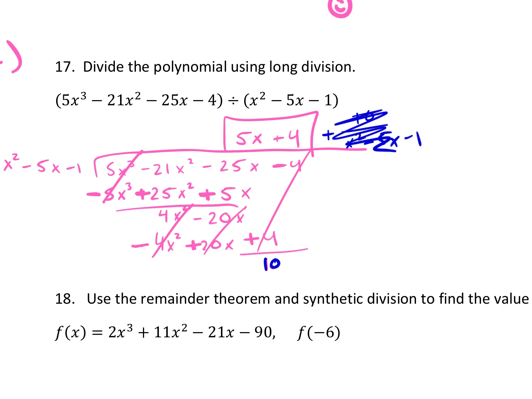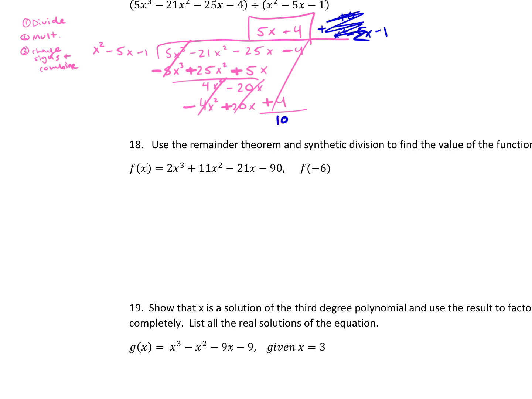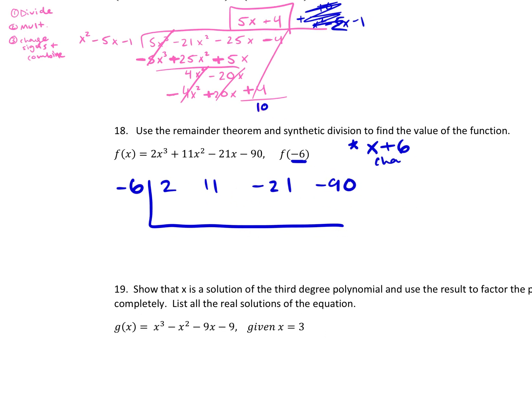18, use the remainder theorem and synthetic division to find the value of the function. So inside the box, we're going to put our coefficients 2, 11, negative 21, negative 90. Outside the box, since it just says f of negative 6, it's telling us negative 6 is what we plug in, so negative 6. If it said x plus 6, this is where we change the sign when you use synthetic division. If it said x equals negative 6, you don't change the sign.